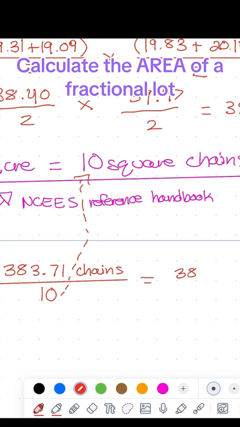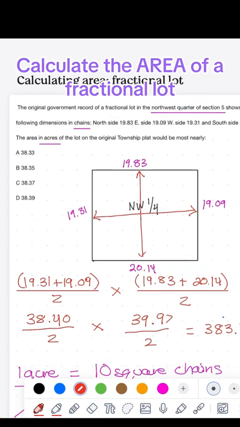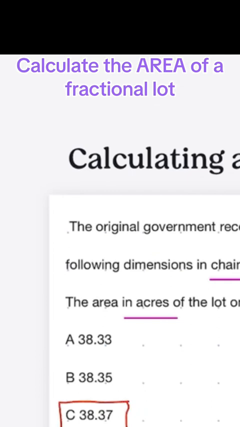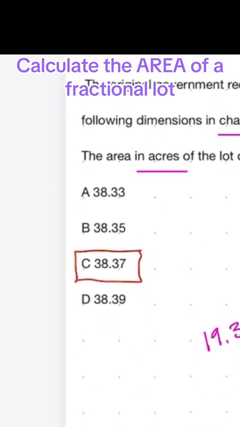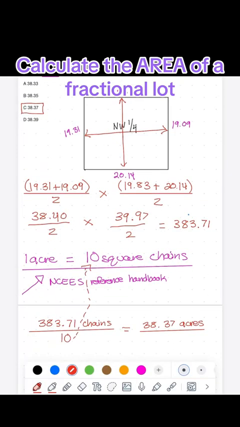I'm just pointing out where that 10 is coming from here. So our answer is 38.37 acres. Let's go ahead and scroll back up to the top where I have the question and see if that was an option. And it looks like option C was 38.37, just like we calculated. So here's a super simple way to calculate the area of a fractional lot.